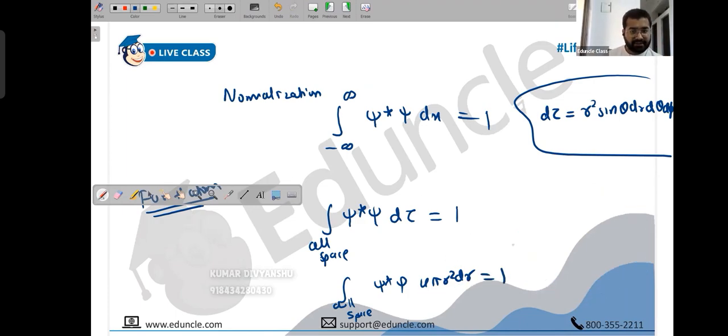Next, another common mistake a student would do is to write limits as minus infinity. That's still wrong. It's radius, it's not position. Radius always goes from 0 to infinity. It's not minus infinity. It's radius, not position. So this will go from 0 to infinity of psi star psi 4 pi r square dr. This is 1. So this is a normalization condition.